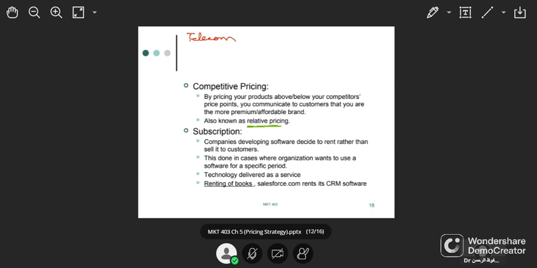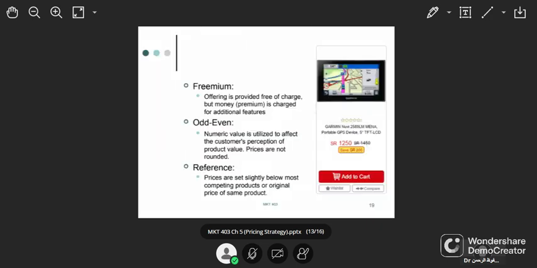Then comes subscription. Netflix, you subscribe. Software also. What happens in the case of software? Applications: you download, 5 days free, you use. Now, if you like it, you have to pay. You have to subscribe, and every month there will be a deduction, or yearly, whatever plan you choose. This is known as a subscription service.